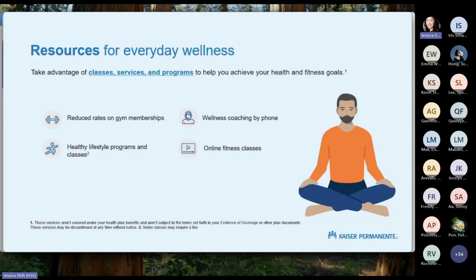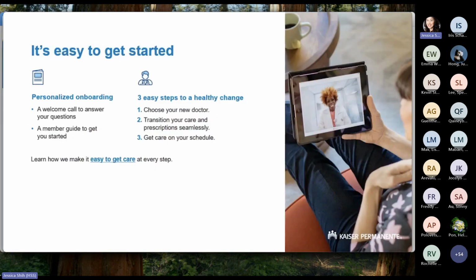As soon as you join, we want to make your care experience easier. We provide personalized onboarding with a welcome call and a member guide, so it's easy to get started. You can also visit kp.org/newmember to get registered, choose your new doctor, transition your care and prescription seamlessly, and schedule your first appointment. If you still have questions, we are here to support you.